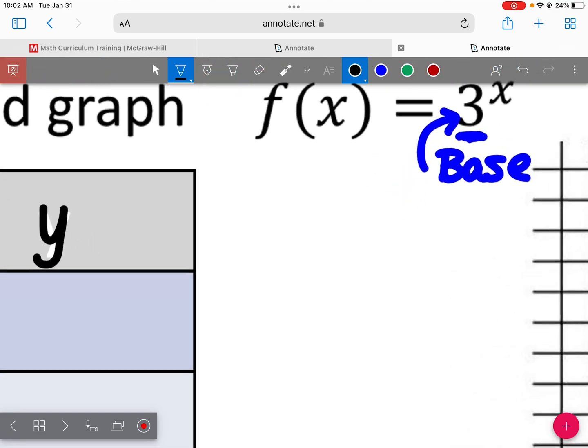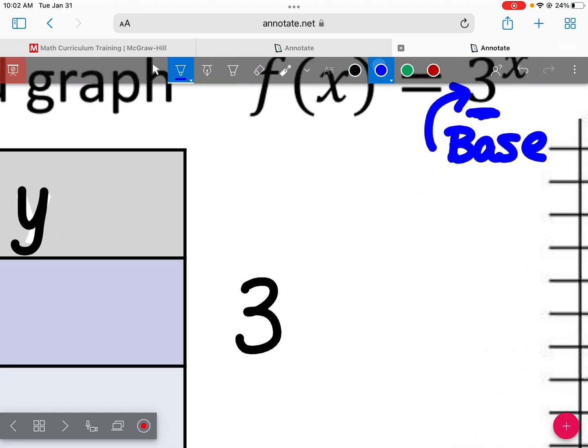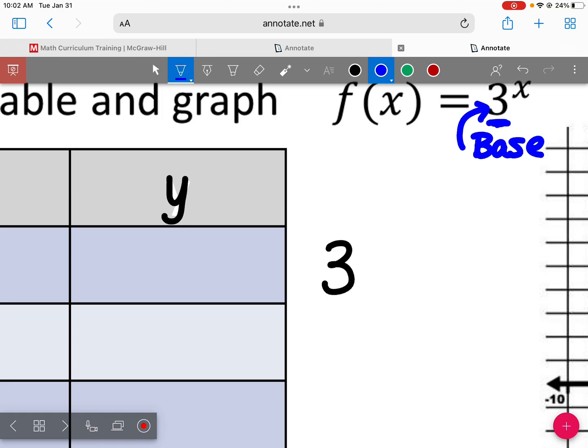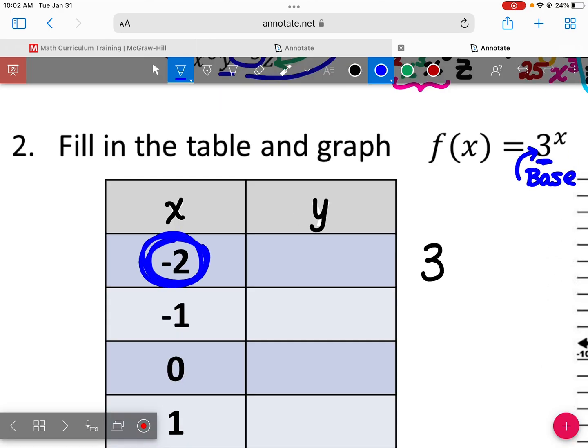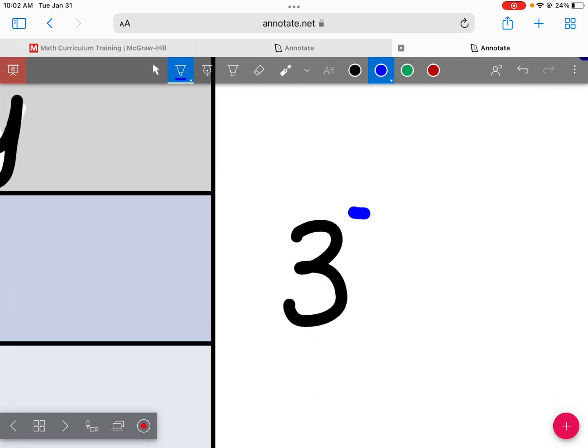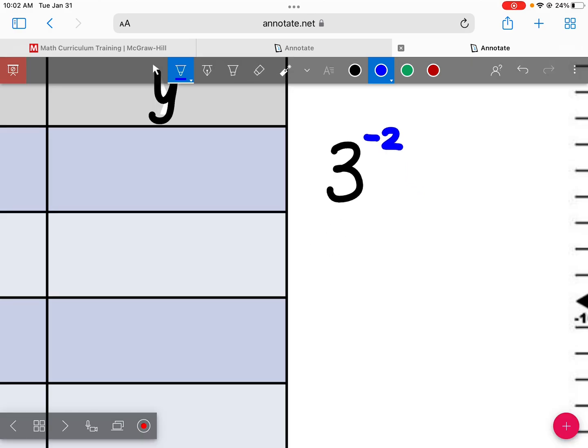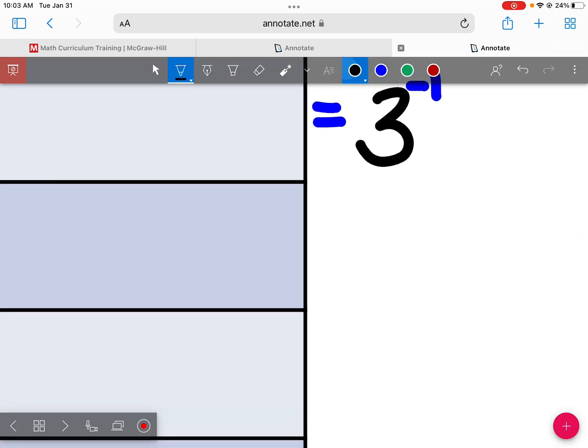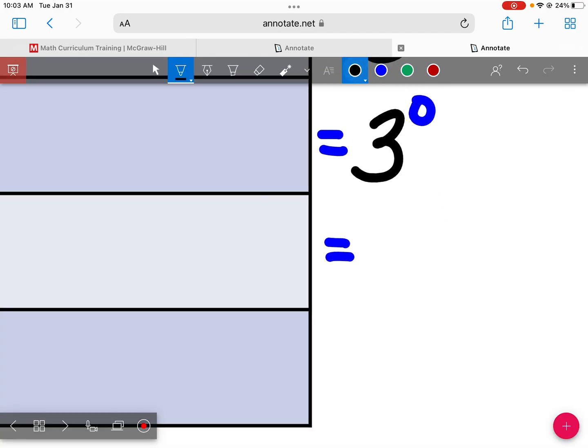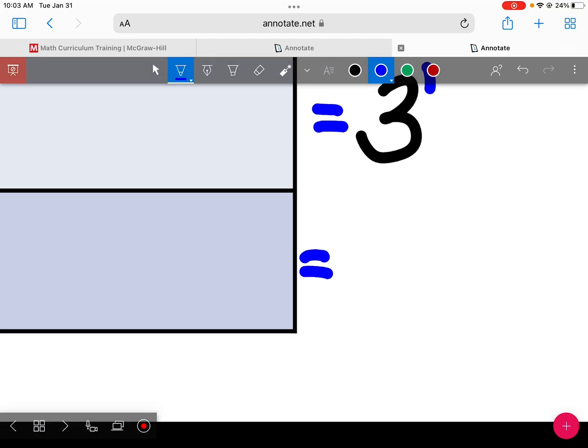So I'm going to take that base, and we're going to take it to the power of whatever the x is at that spot. So here I have an x value of negative 2. So I have 3 to the negative 2. The next one down, I'm going to have 3 to the negative 1. We're going to do 3 to the 0 power. We're going to do 3 to the first power. And 3 to the second power.